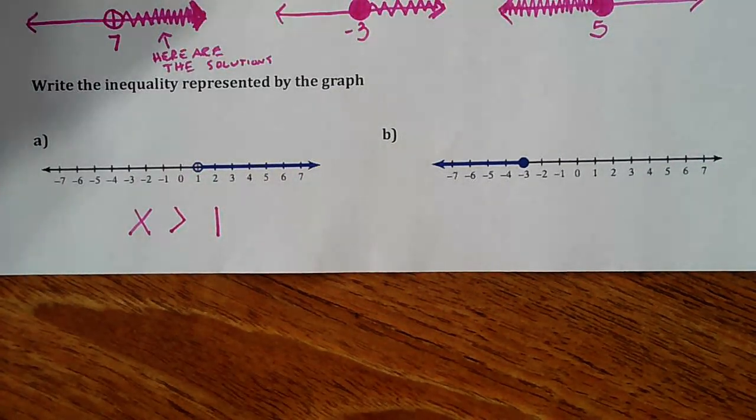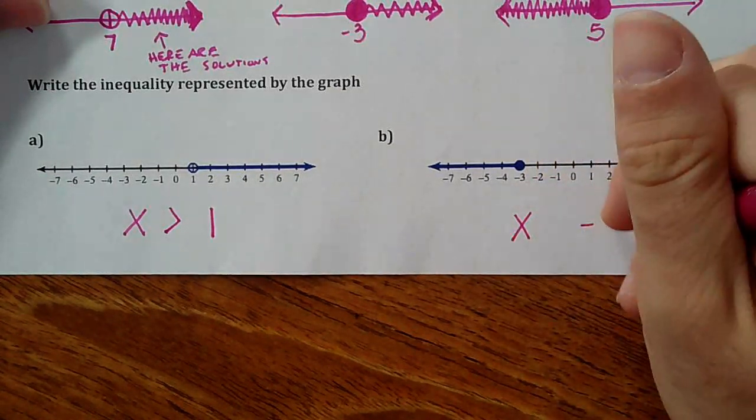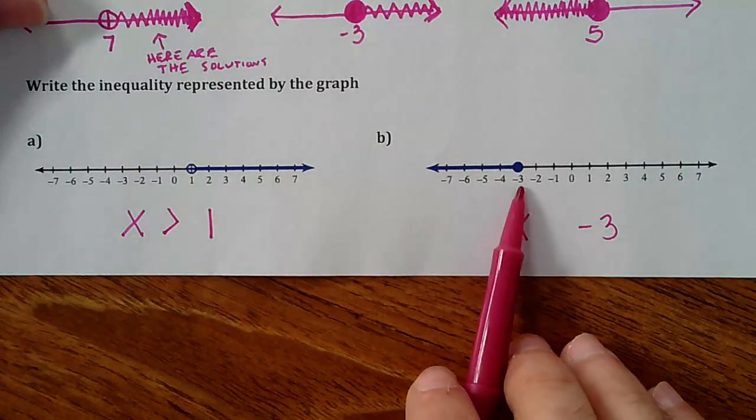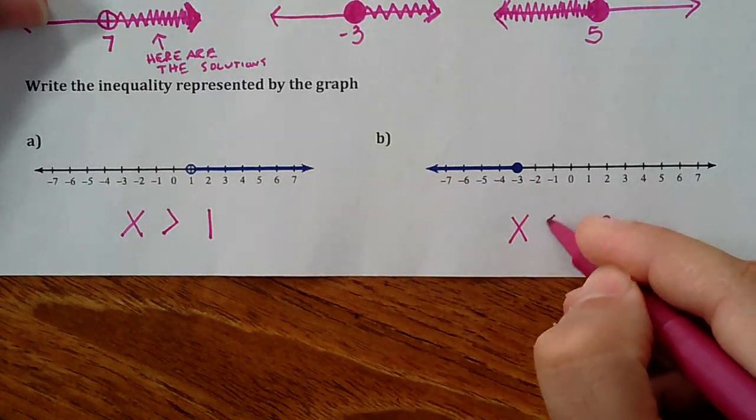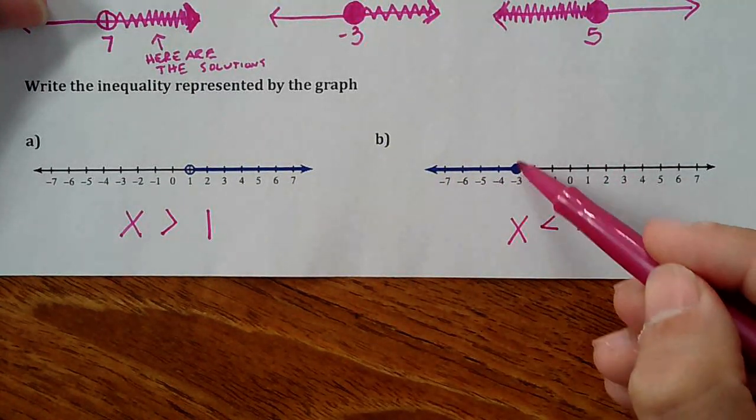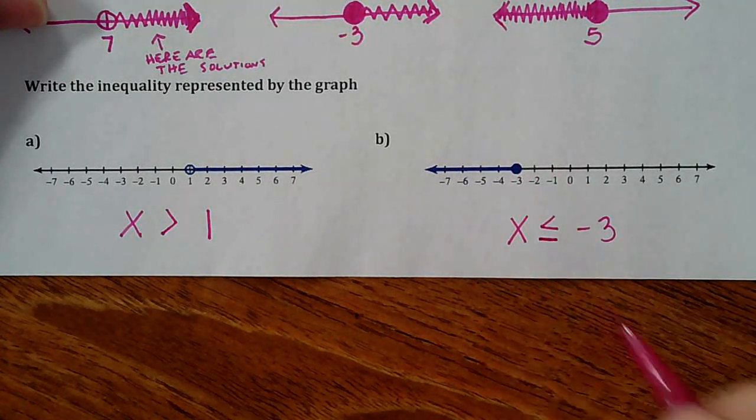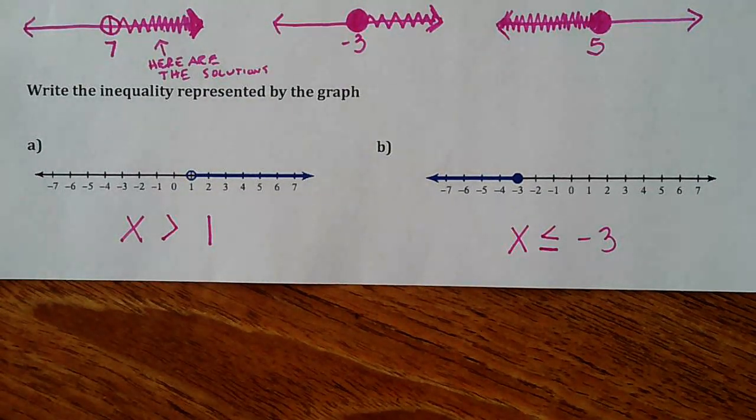Let's go ahead and look at B. Again, I'm going to start with a variable and my boundary point, -3. So what numbers are shaded compared to -3? Well, to the left would be less than. And I have a filled in circle this time, which means I include -3. So I include my equal to. And that is all about solution sets: determining whether a number is a solution and how to graph the inequality.